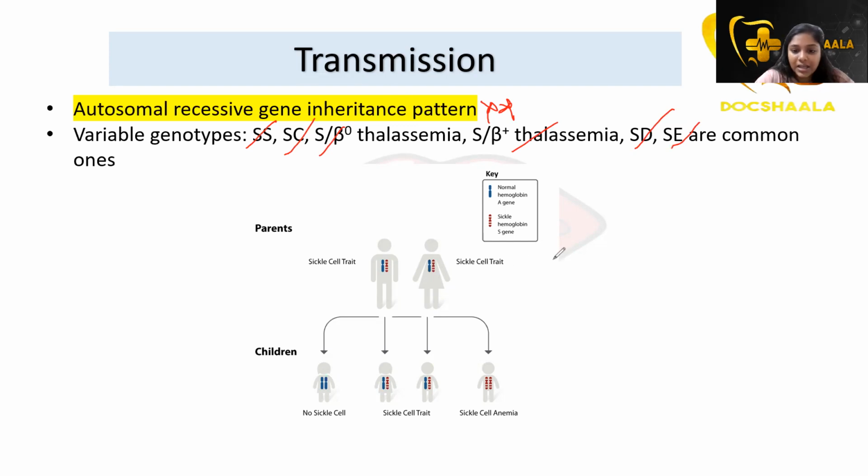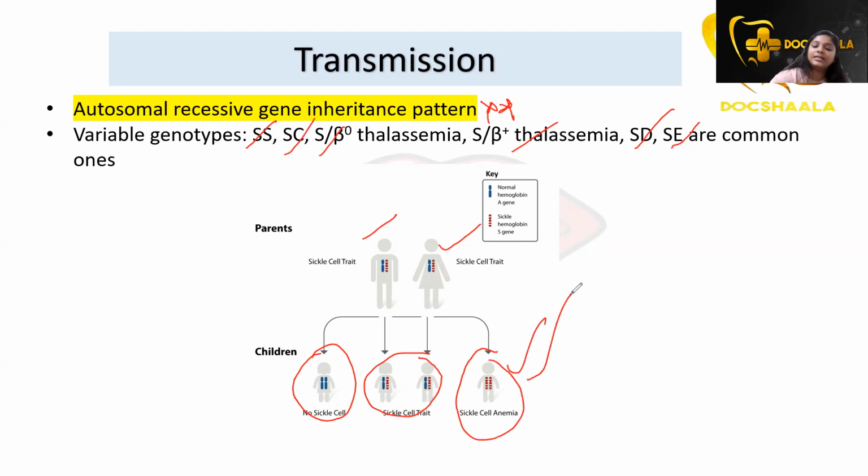As you can see in this image, if the sickle cell trait is present in both the parents, how will the offspring be? One out of 4 will be a normal child, 2 out of 4 will have the sickle trait, and 1 child is completely affected with sickle cell anemia.